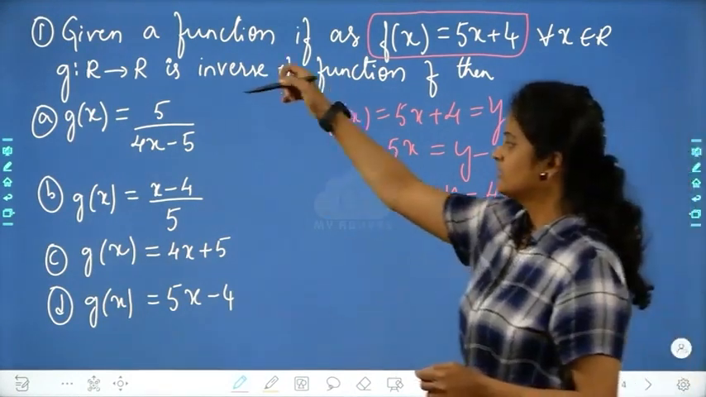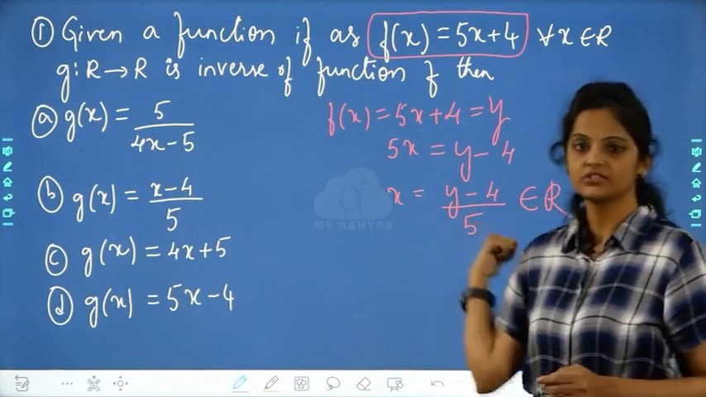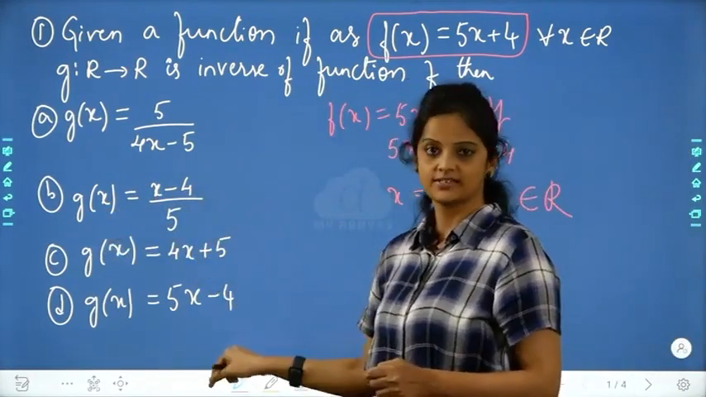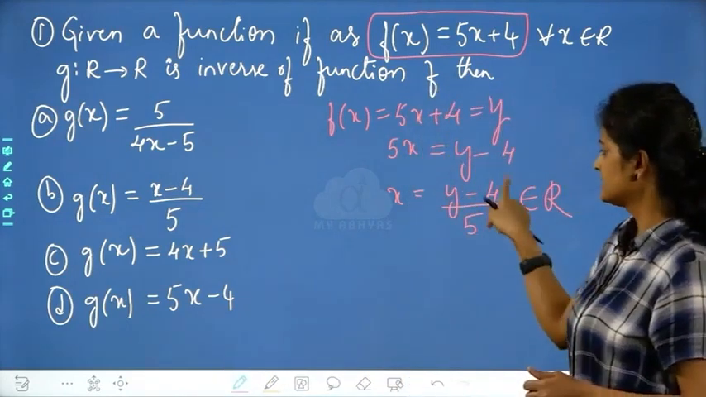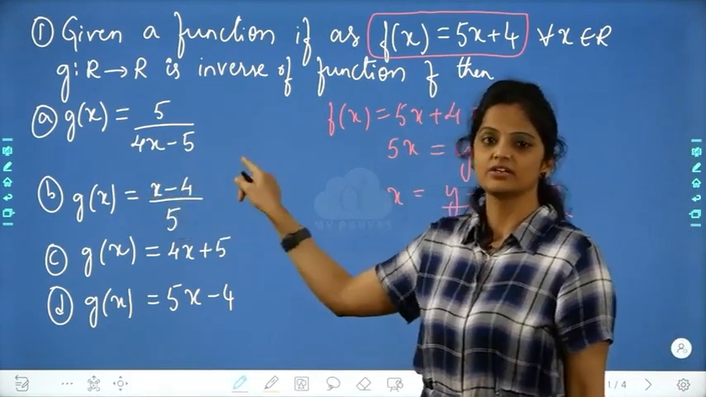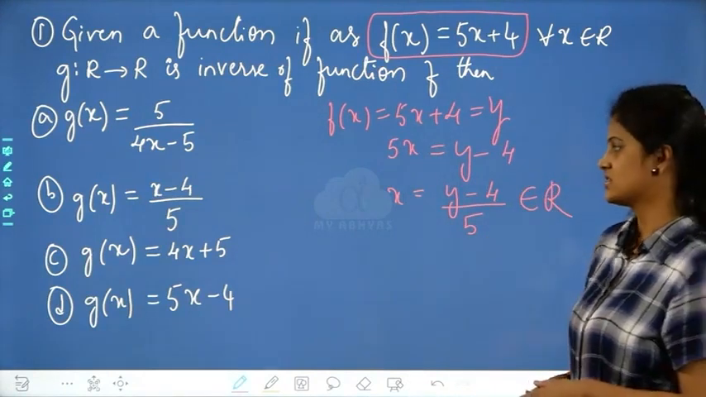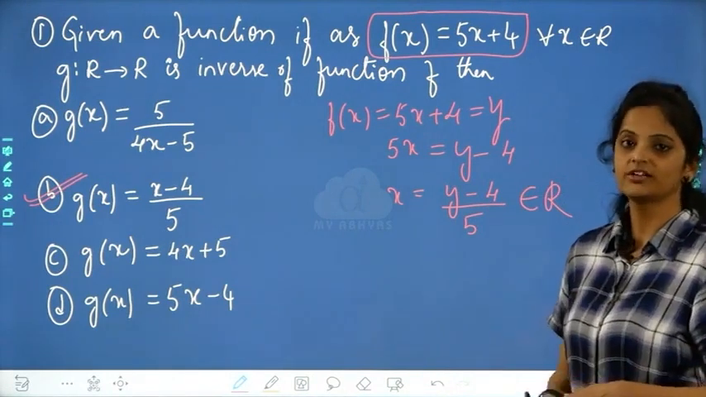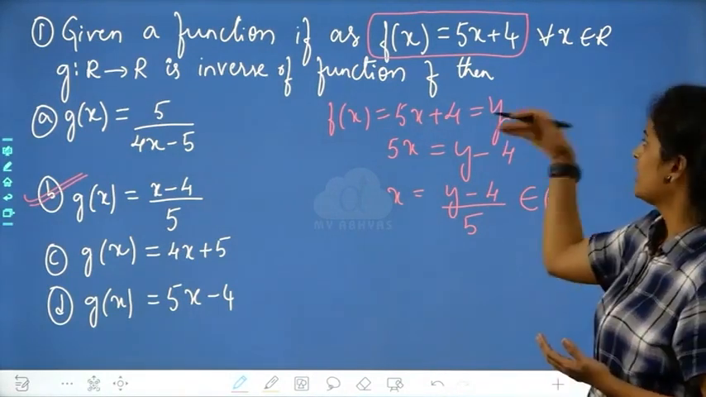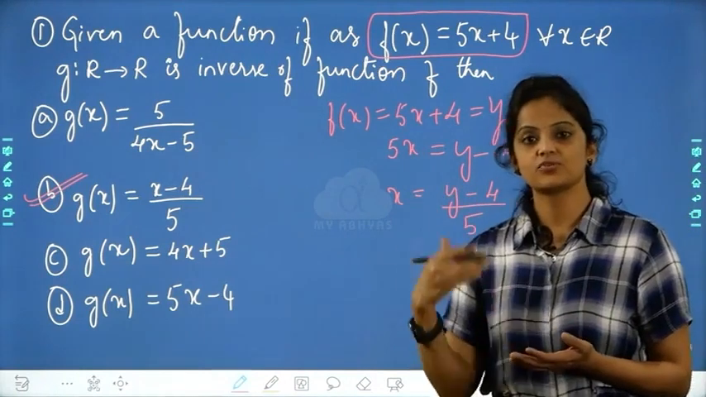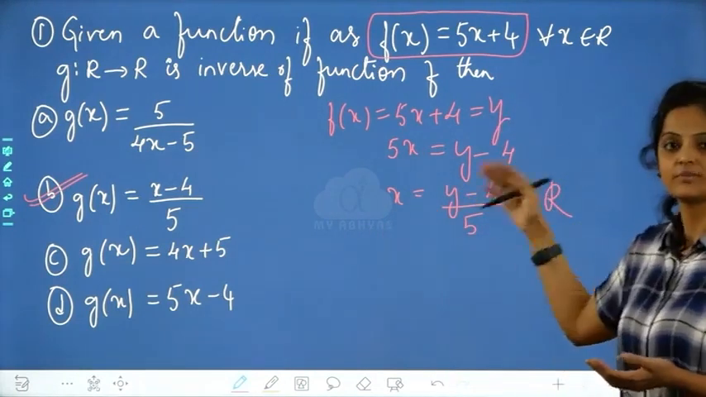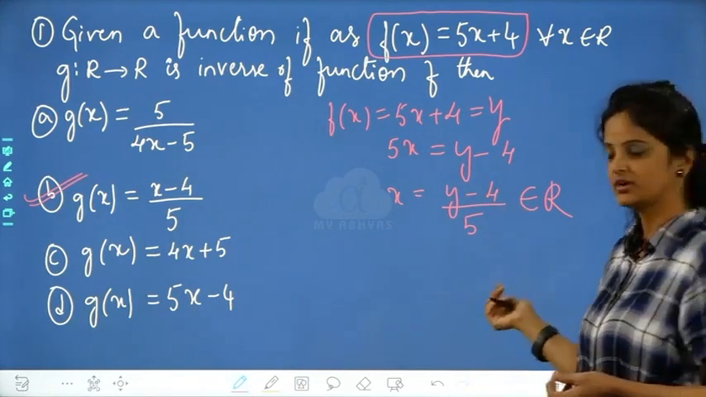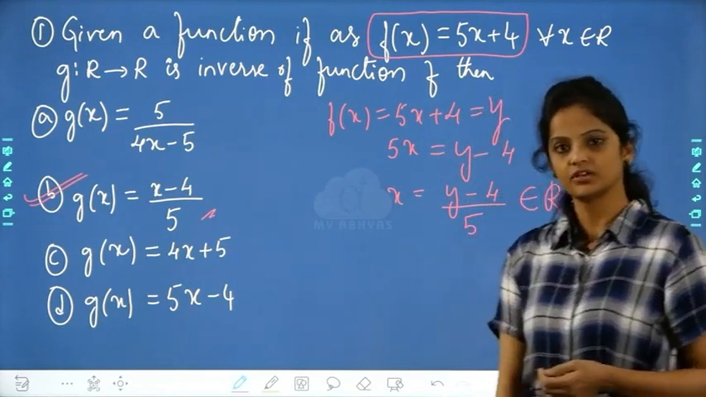Because you are writing g of x, the answers are in terms of x. If I write this in terms of x, then I have x minus 4 divided by 5 as the answer. Option B will be your right answer. So when you have to find the inverse, you equate it to y. 5x plus 4 is equal to y, and 5x is equal to y minus 4. X is y minus 4 divided by 5. So that is here. Got it?